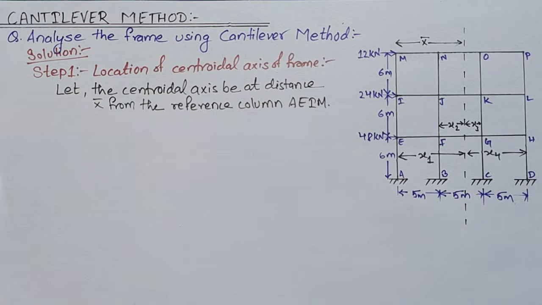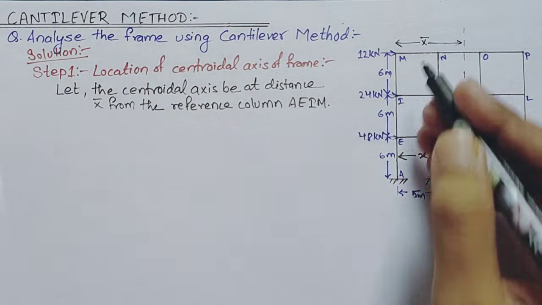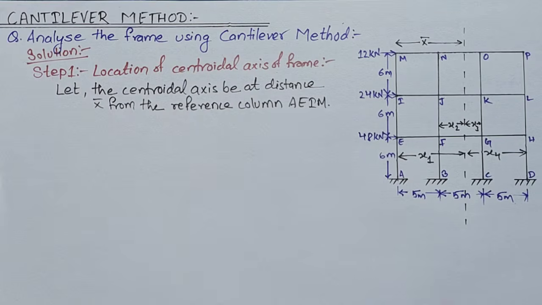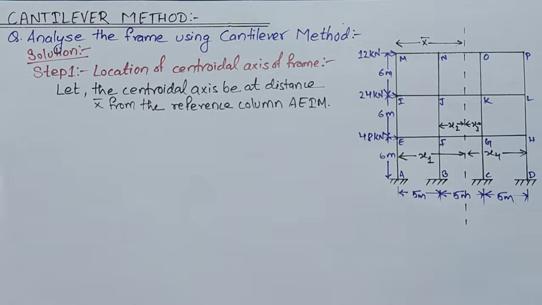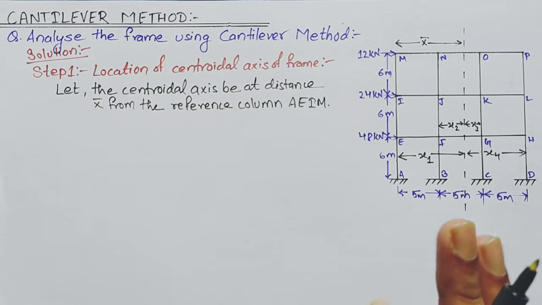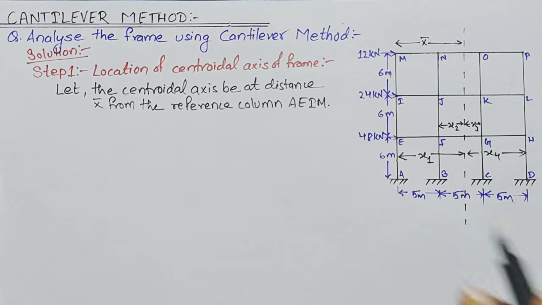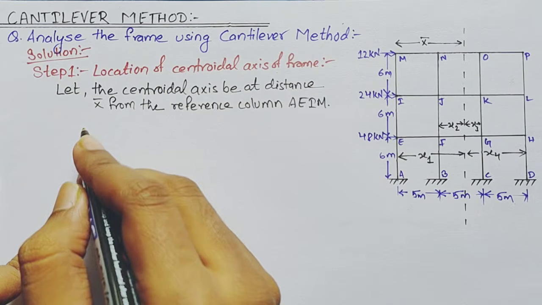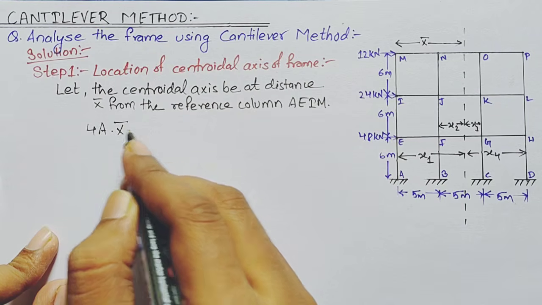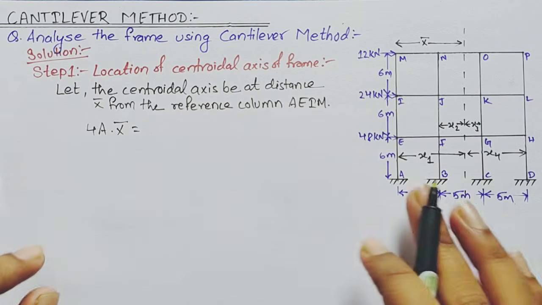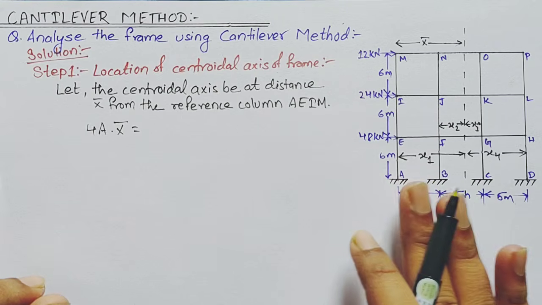Now, what we need to do is find the value of x bar. How can we find it? We will apply the same condition that we use for calculating the moment of inertia. There are 4 columns, and let us assume that each column has a uniform cross-sectional area, that is A. So what we will have here: 4A multiplied by x bar means the sum of the cross-sectional areas of each and every column.